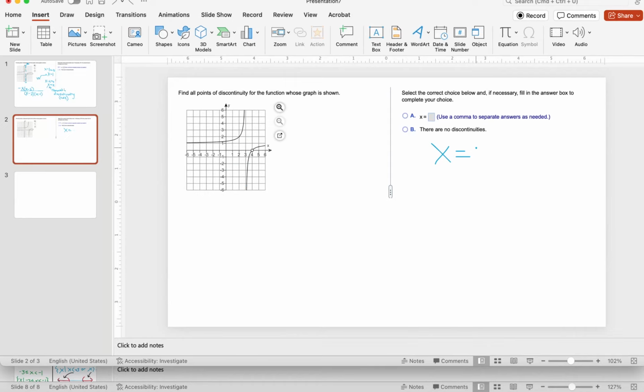So that would be your answer there. We've got a vertical asymptote at 3. You can draw a little line like this to verify it doesn't do anything there. And then you also have the hole at 4.